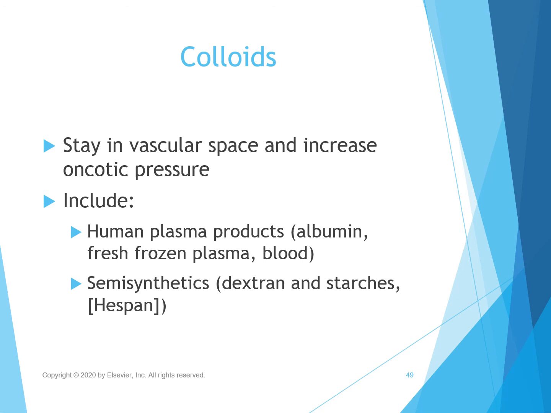Colloids actually pull additional fluid into the intravascular space. Types of colloids include albumin, fresh frozen plasma, and blood, such as packed red blood cells. There's also semi-synthetic colloids, such as dextran and starches. These include Hespan. Hespan can routinely be given sometimes when the patient's in the OR. It sticks in the intravascular space a little bit longer. It does help with blood pressure, and as it pulls additional fluid into the intravascular space, it helps maintain adequate blood pressure for these patients.